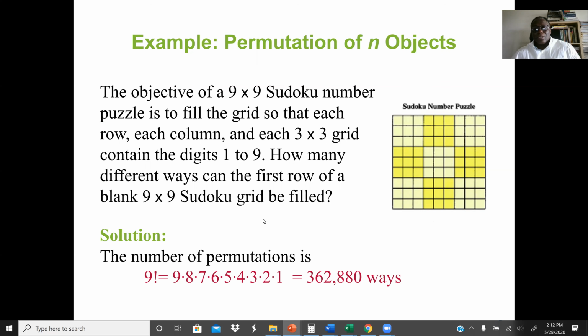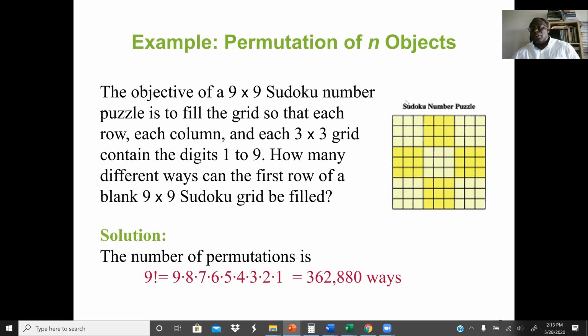Now the question is, how many different ways can the first row of a blank 9 by 9 Sudoku grid be filled? This is a permutation. Why? Because the order is very important. So the number of permutations is 9 factorial, because this is 9. So it will be 9 times 8 times 7 times 6 times 5 times 4 times 3 times 2 times 1. And if you multiply everything, you get 362,880 ways.